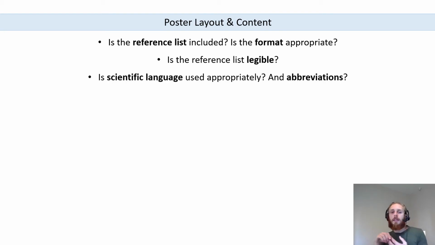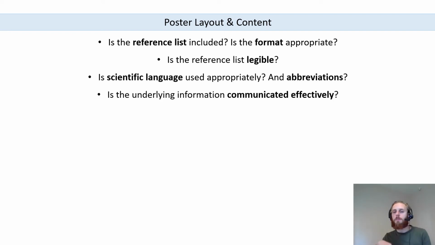Okay, is scientific language used appropriately, and are abbreviations used appropriately? So again, level 6, I'm sure you know how to use scientific language appropriately. I'm sure you understand the abbreviations that shouldn't be used. We just need you to evidence that, because this is one of the things we're going to be assessing you on. If scientific language isn't used appropriately, if abbreviations are used incorrectly, then you will lose marks. So again, please do check these things through the proofreading.